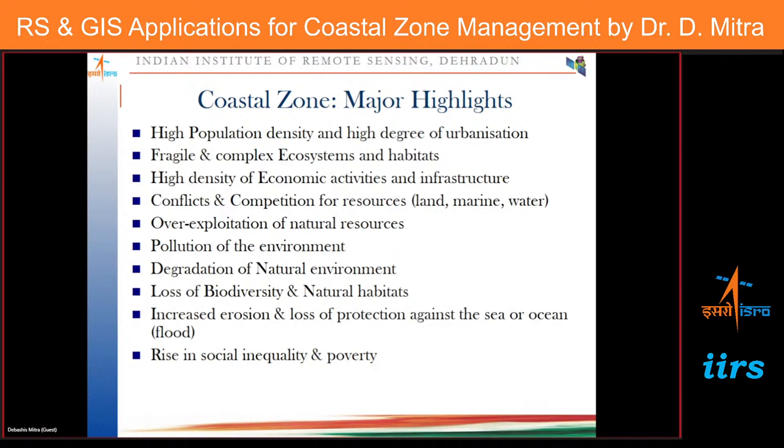Along with this, there are so many other hazards happening: coastal pollution, coastal erosion, saltwater intrusion into coastal aquifers, and chronic sea level rise. That is another major issue which you also need to take care of as far as the coastal environment is concerned. Because of all these things, social inequality and poverty have increased in the coastal zone. Because of the 5-star hotels and industry, the local people are not getting much benefit. They are bringing people from outside.